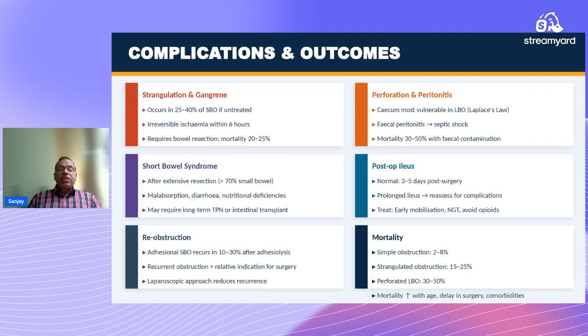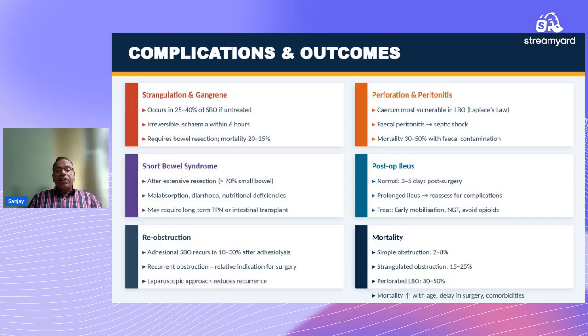What are the complications and outcomes of a patient with intestinal obstruction? Strangulation and gangrene is a very distinct possibility we have already seen, which can occur in 25 to 40% of patients of small bowel obstruction if it is left untreated. And irreversible ischemia of the bowel wall would occur within 6 hours of any compromised arterial flow. If there is irreversible ischemic damage, then this would require resection of that segment of the bowel, which itself would increase the mortality to more than 25 to 30%.